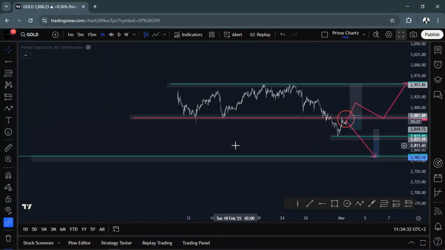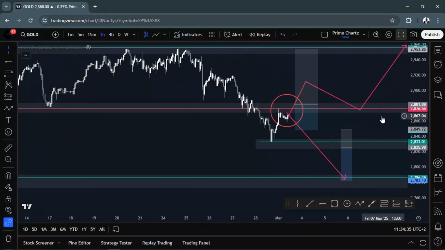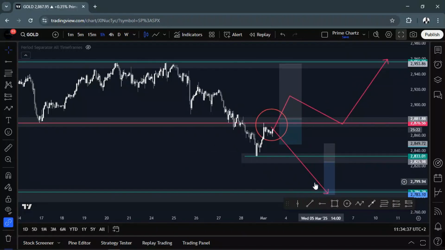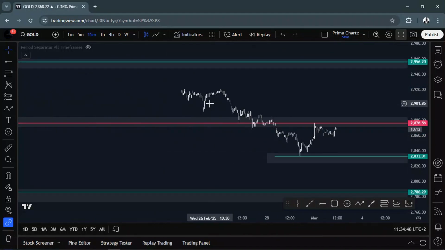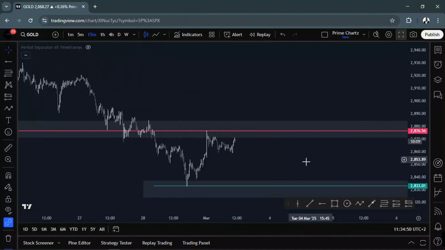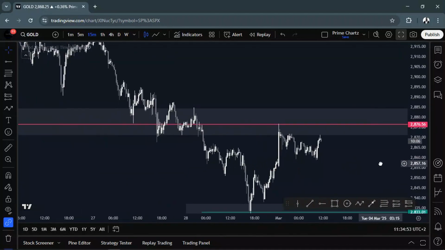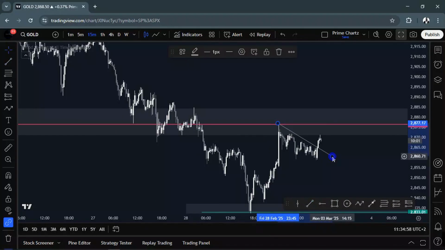Let's see on 1 hour. Okay, let me remove this so that we have a clean chart. Maybe let's go on 15 minutes. So this is what we have on 15 minutes. This is a really nice bullish flag, and as we can see, price has already broken out of this flag right here.